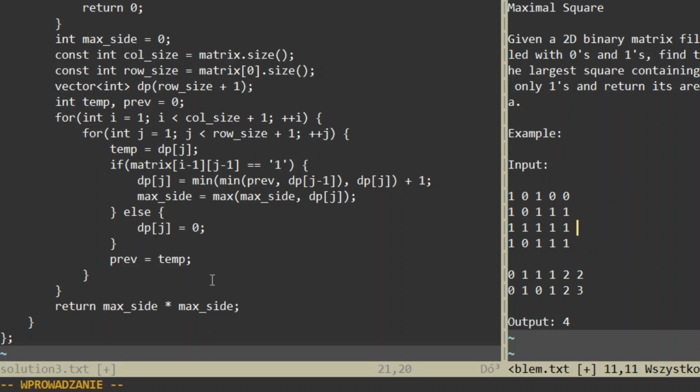Okay, so this is this small improvement, and we don't need so much memory. We will need only a vector plus these two values.